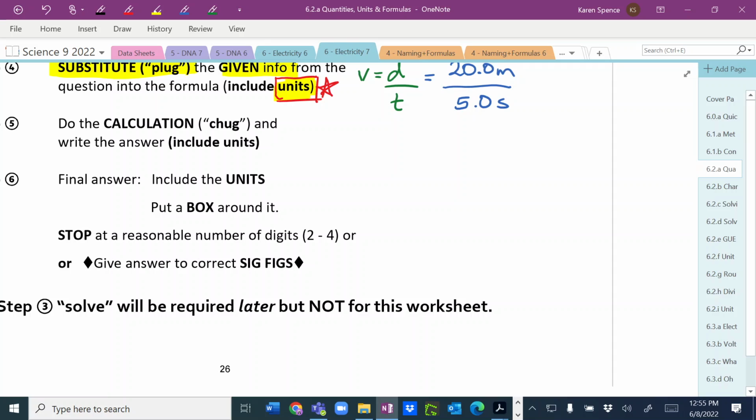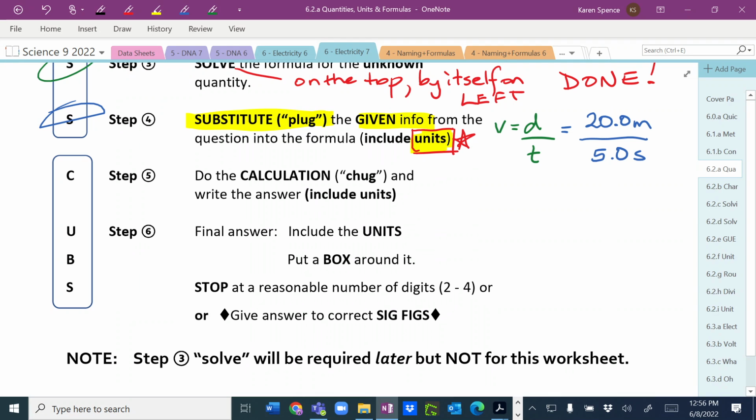So, CUBS, C stands for calculation. So you are going to do the calculation. What should you start bringing next week? A calculator. Miss Spence, can I use my phone as my calculator? Not on a quiz or a test. So, should you have a calculator? Yes. How many loaner calculators does Ms. Spence have? Like 3 or 4. Okay, so if you forget yours, I might be able to help you. But then again, I might not.